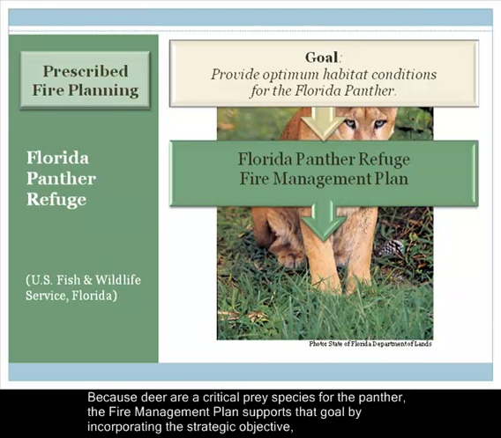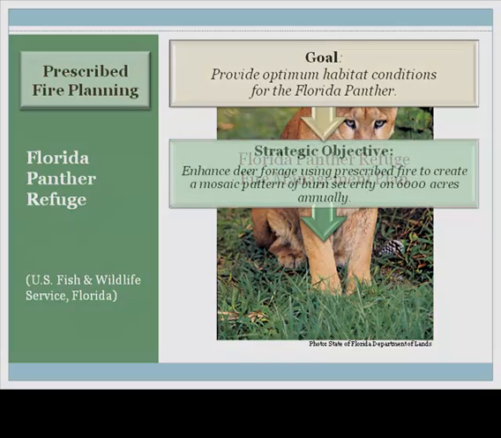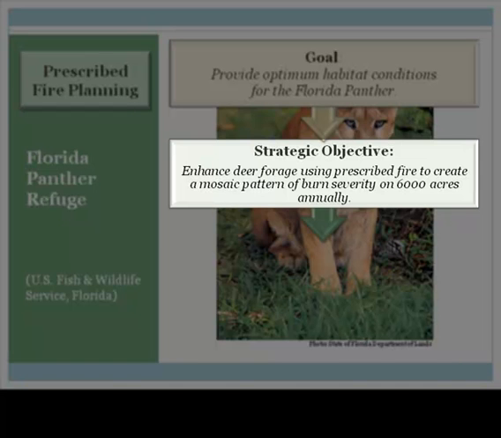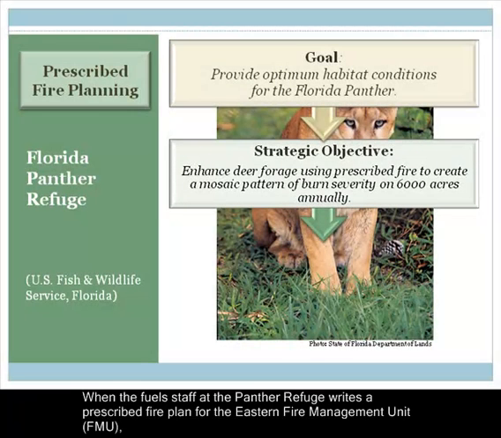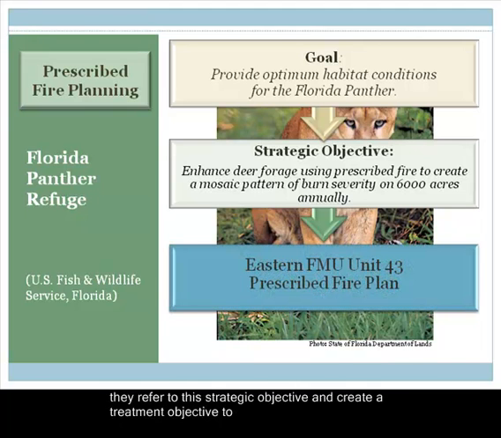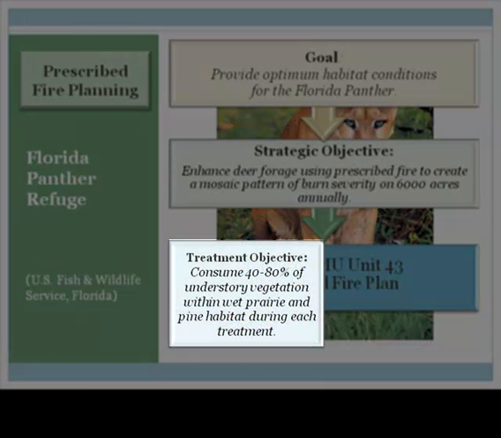Because deer are a critical prey species for the panther, the Fire Management Plan supports that goal by incorporating the strategic objective: enhance deer forage using prescribed fire to create a mosaic pattern of burn severity on 6,000 acres annually. When the fuels staff at the Panther Refuge writes a prescribed fire plan for the Eastern Fire Management Unit, they refer to this strategic objective and create a treatment objective to consume 40 to 80% of understory vegetation within wet prairie and pine habitat during each treatment.